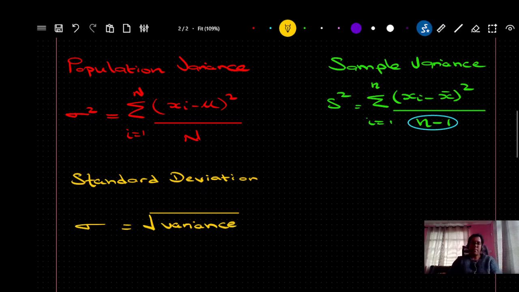So here it is. Variance and standard deviation, which are two important aspects of measure of dispersion. I hope you understood.